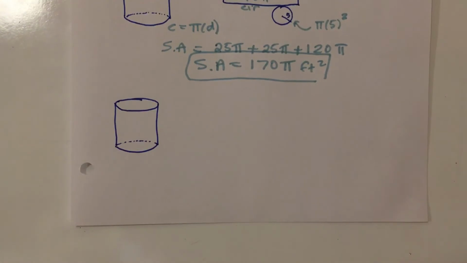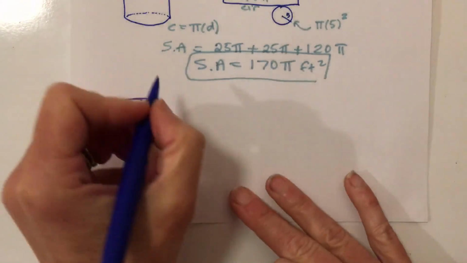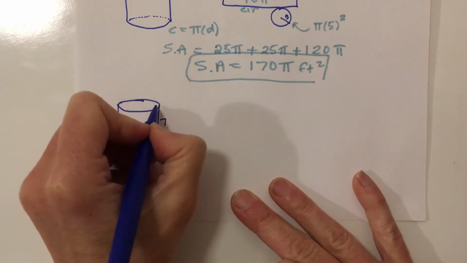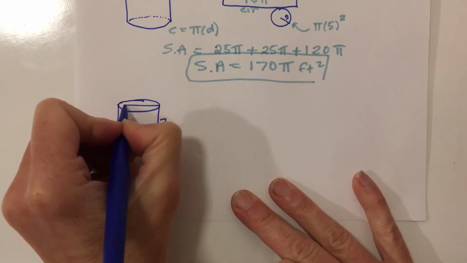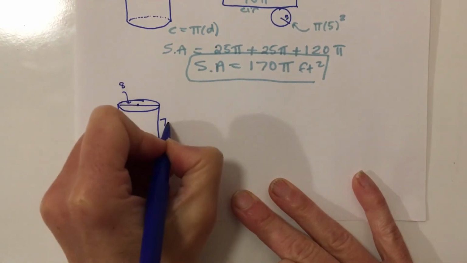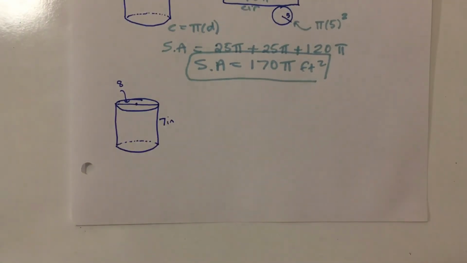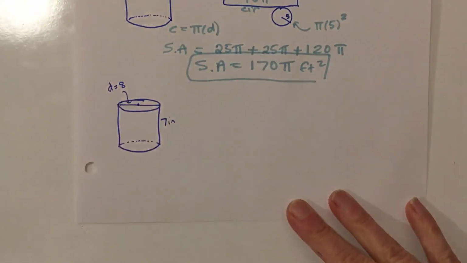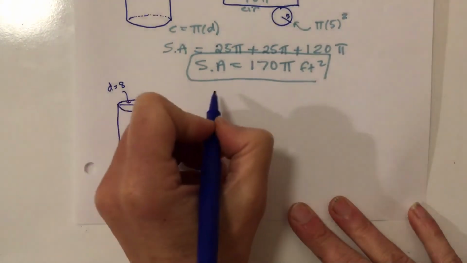Okay, this one, I'm going to give you that the height is 7. These are not to scale, by the way. And all the way across here is 8. Let's do inches for that. So let's just talk about the 8 first. This 8 is not the radius, it's the diameter. So let me just write that. The diameter equals 8.